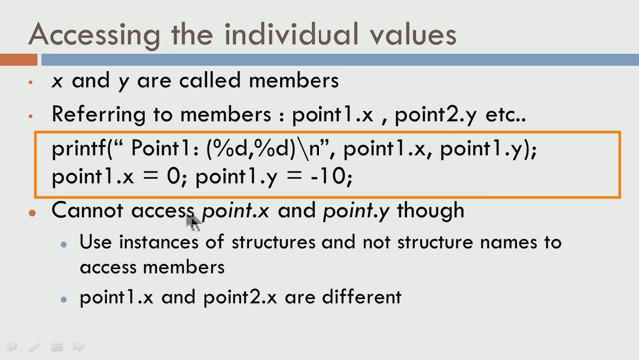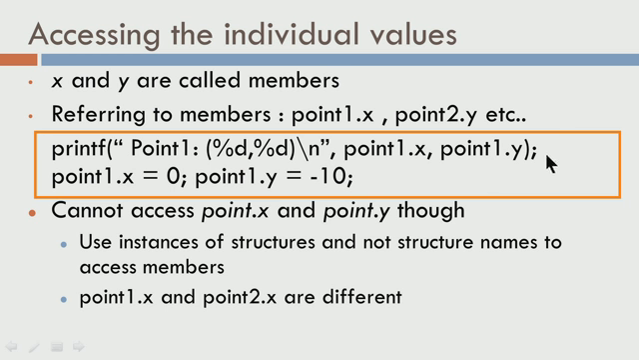So let us see this small piece of code. Let us say I want to print point 1 on the screen. So printf point 1 %d, print point 1 dot x and point 1 dot y. So this statement will look at point 1 dot x, the x member of point 1, and print it as an integer, and look at the y member of point 1 and print it as an integer. So that is what this line does.